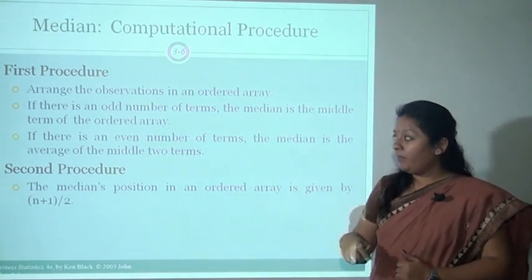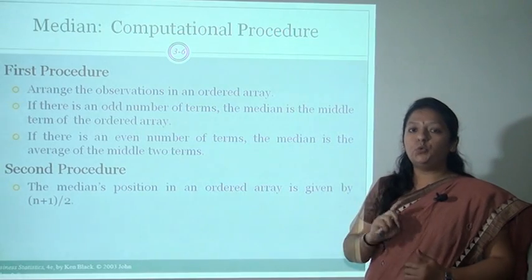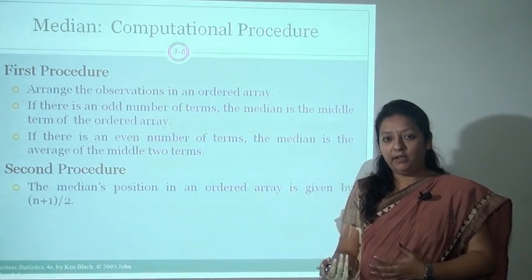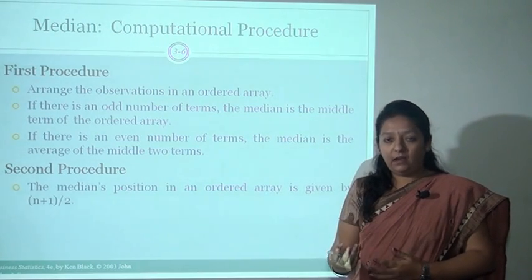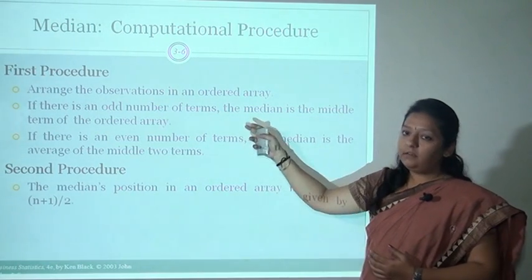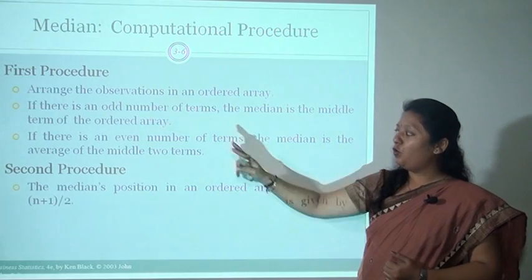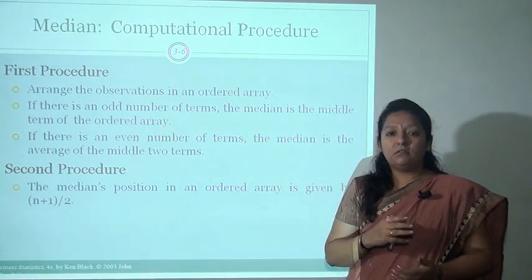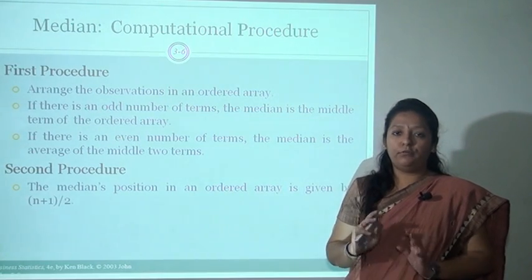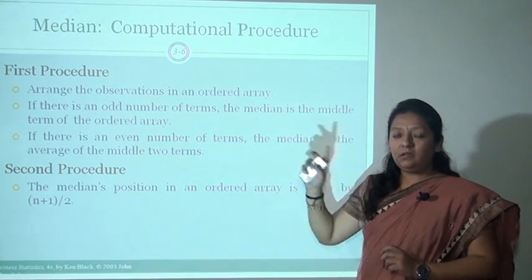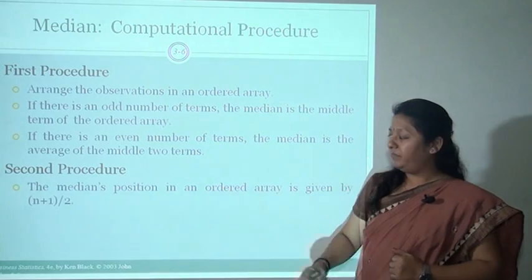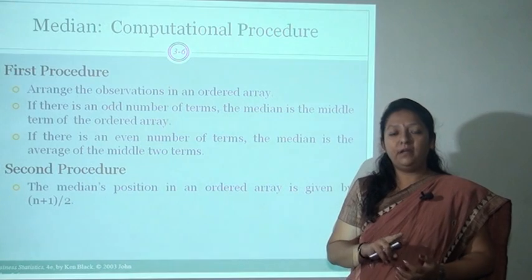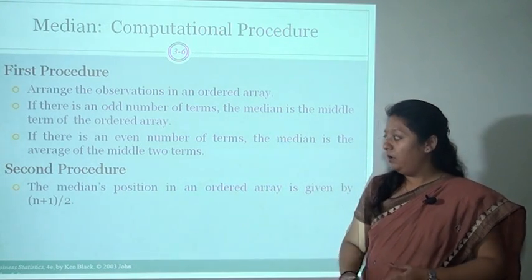We'll revise. First step is to arrange your data set or observations in ascending order or in an ordered array. Second, if there is an odd number of items in the data set, then your median is the middle item of your data set. If there is an even number of items in the data set, then the median is going to be the middle 2 items in your data set.